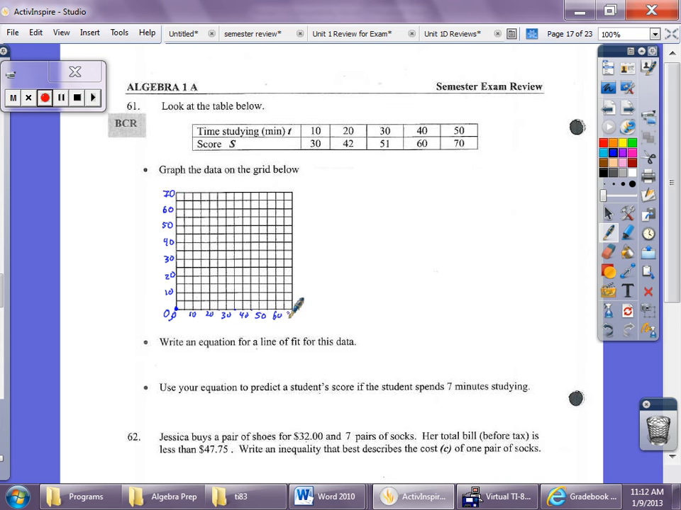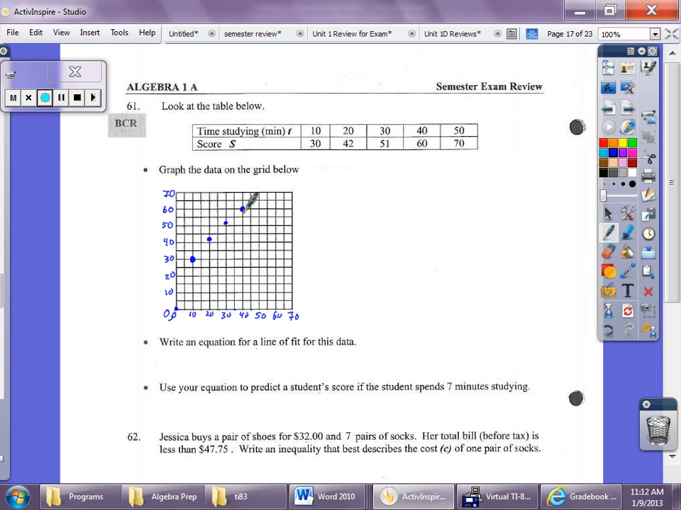We'll just continue. Alright, so now we can plot our points. We have to plot the point 10 and 30. So 10 and 30 is right here. 20 and 42 is right about there. 30 and 51.